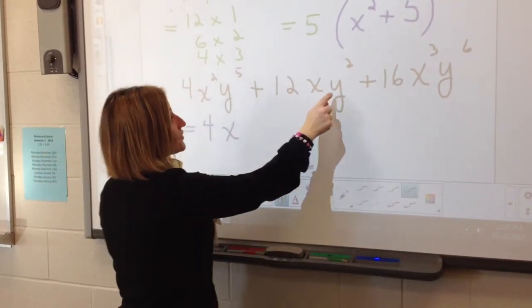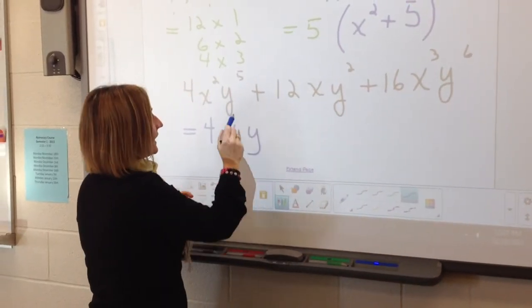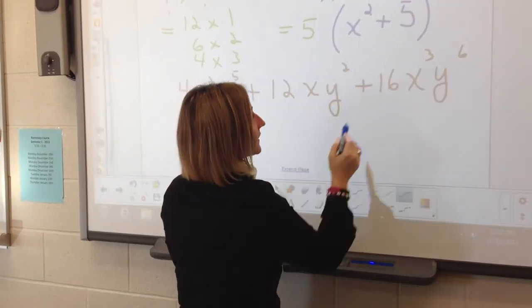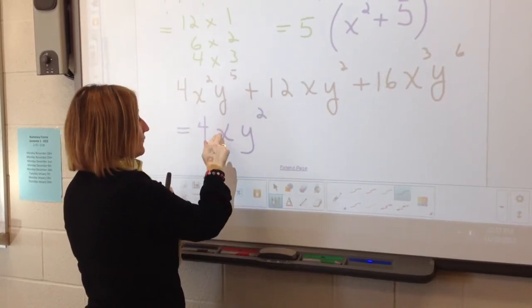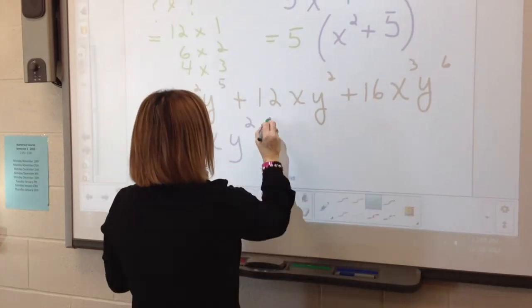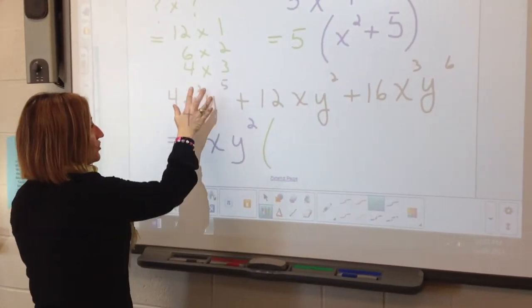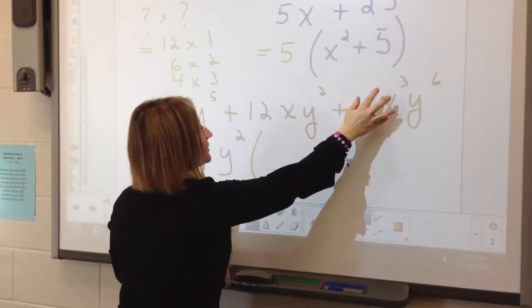Now there's a y, there's a y, there's a y. So all 3 of them share a common y, but which one do I take? y to the 5, y squared, or y to the 6? Well, the one with the lowest, which would be y squared. So our GCF is 4xy squared. I've identified it. I'm going to open the bracket, and I'm going to divide each term by my GCF. This term by the GCF, this term by the GCF.